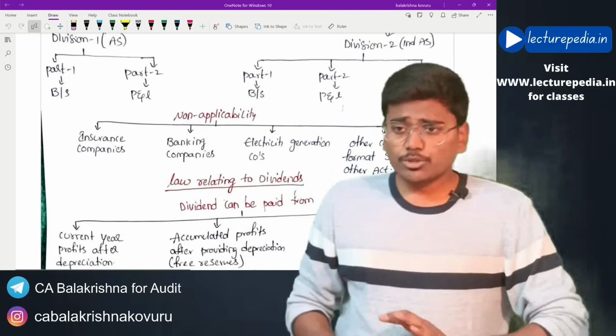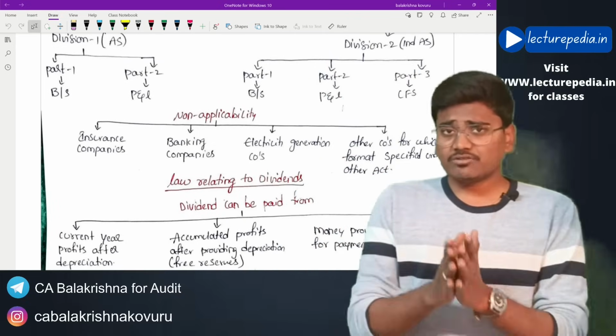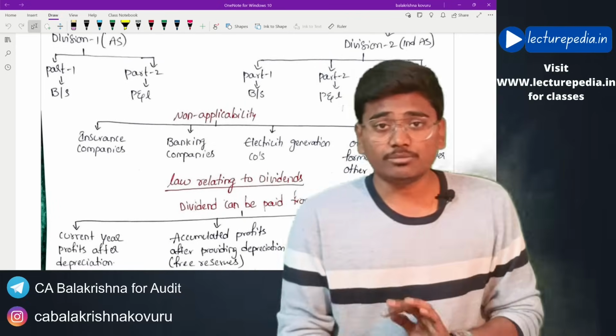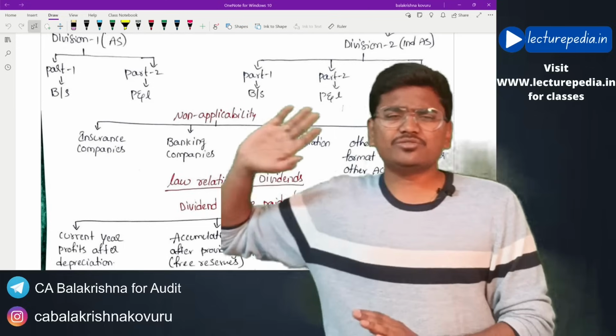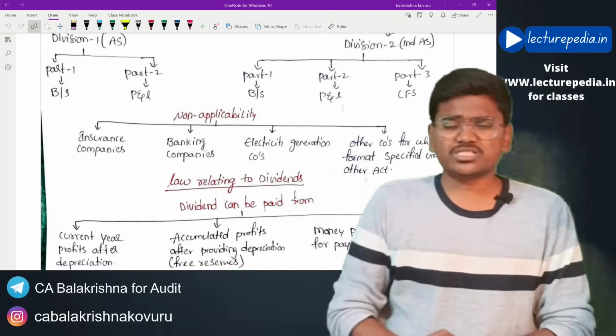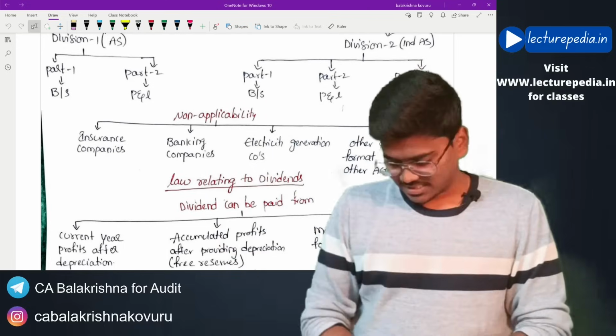Now, non-applicability of the format of Schedule 3. There are certain companies for which the Schedule 3 format is not applicable. What are those companies? Insurance companies, banking companies, electricity generation companies, and such other companies for which a separate format is prescribed in their respective acts.